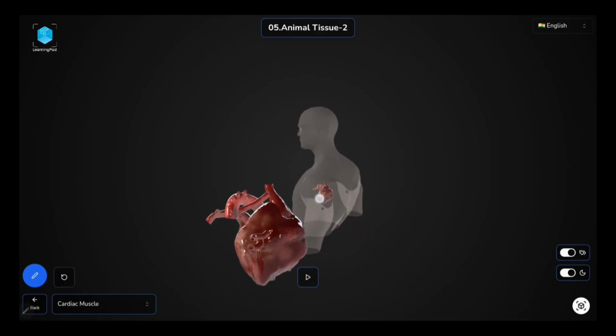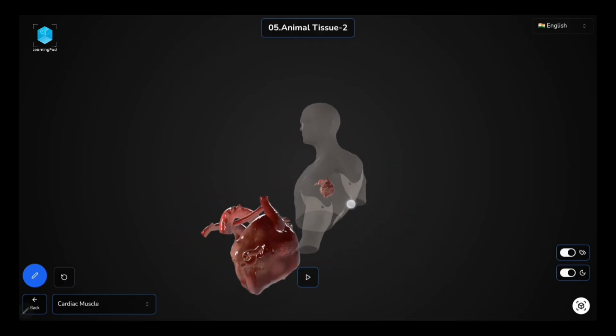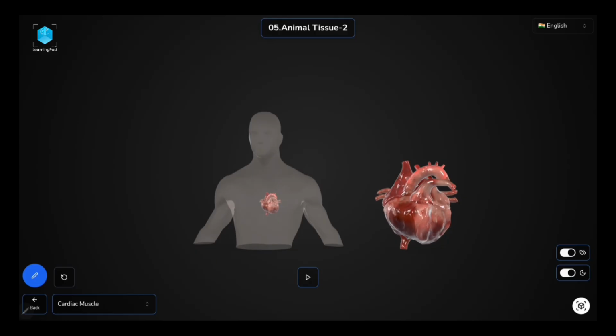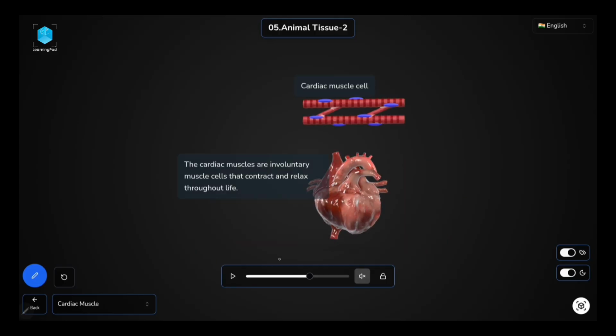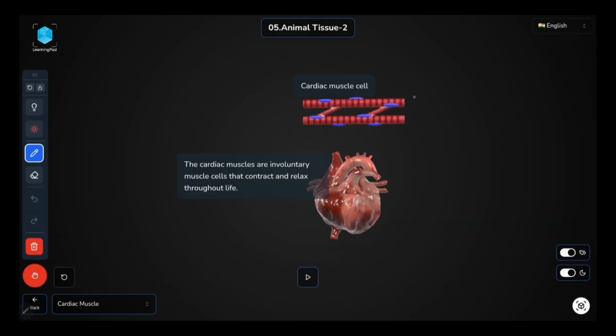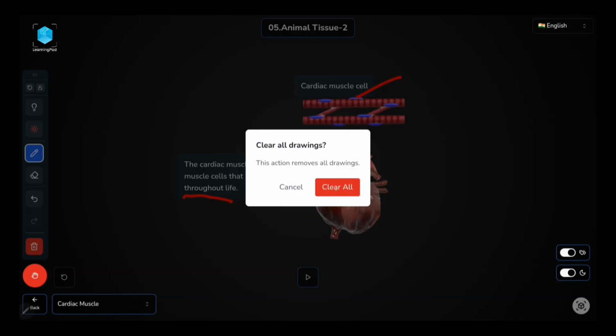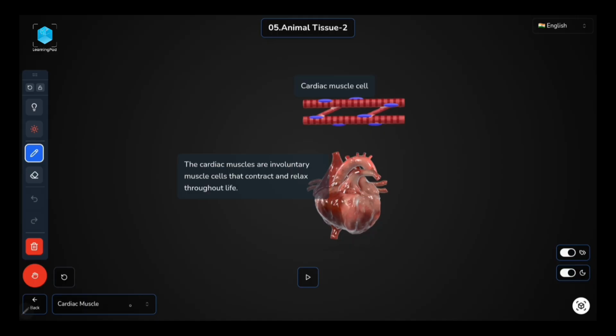You can have an overview of the human heart, and the body of the person shows how the human heart is placed. In the human heart you can see cardiac muscles. In the picture, cardiac muscles are branched, and they are also uninucleated, with one nucleus. They are also involuntary. We all know that heartbeat is involuntary, and involuntary means they contract and relax throughout their life, and it is not in our control. This was about the heart, that is cardiac muscles.